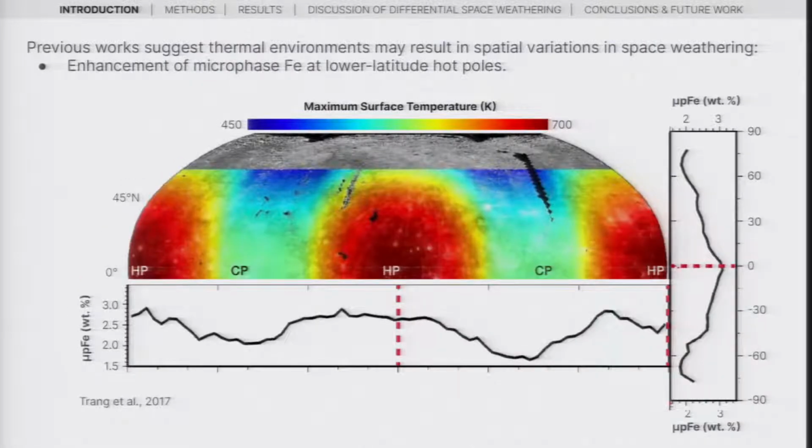And then most recently, David Trang led a study using MESSENGER VIRS data to model microphase and nanophase iron and carbon across the planet. And what they found is that there was an enhancement of the microphase iron at equatorial latitudes with respect to cooler polar latitudes. And similarly, enhancement in the microphase iron at hot pole longitudes with respect to cooler cold pole longitudes. And they argued that perhaps this is some signature of Ostwald ripening affecting the optical properties of the surface.